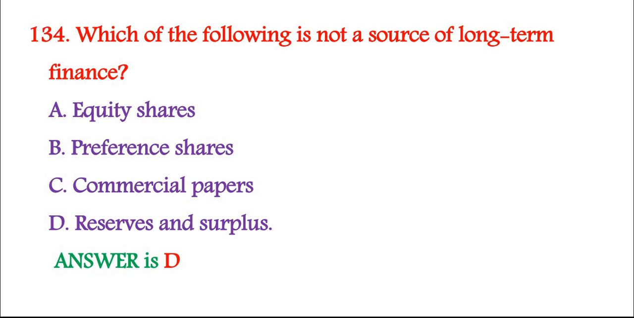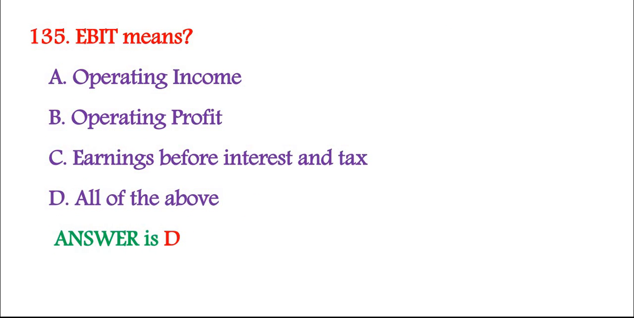134. Which of the following is not a source of long-term finance? A. Equity shares. B. Preference shares. C. Commercial papers. D. Reserves and surplus. Answer is D. 135. EBIT means A. Operating income. B. Operating profit. C. Earnings before interest and tax. D. All of the above. Answer is D.